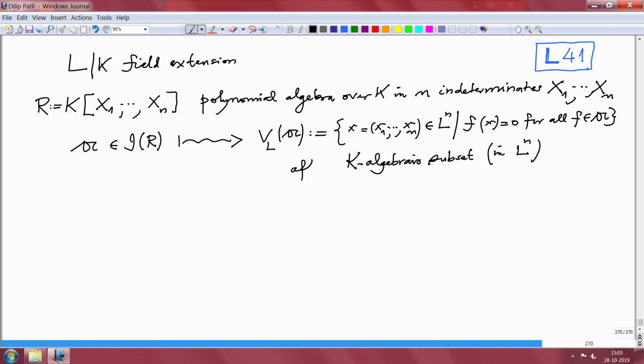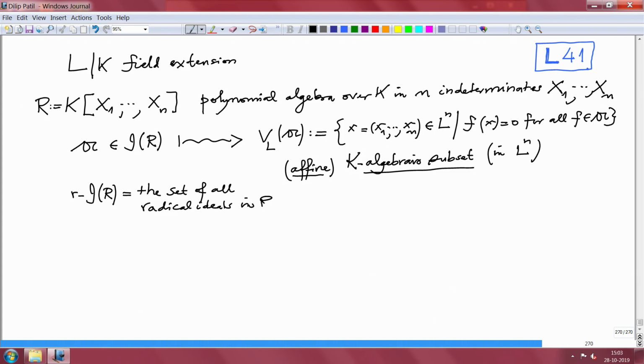Sometimes I will also call it affine. And we have also noted that this K-algebraic set depends only on the radical of the ideal A. So I will denote the set of radical ideals in R by IR, the set of all radical ideals in R. In the notation, these are all those ideals A such that the radical of A equals A.